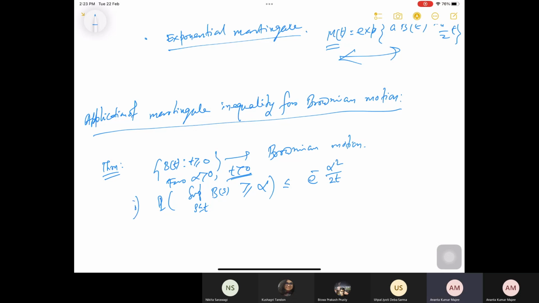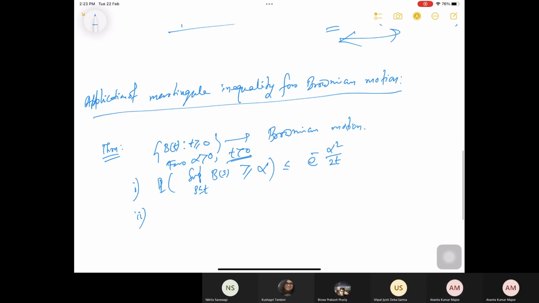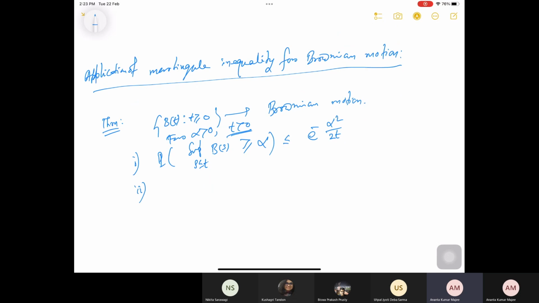Okay, this is the first one. And the second one is the probability of the supremum over s less than or equal to t of the modulus of B_s being greater than or equal to alpha. What can you say about that? This is less than or equal to, we can expect maybe, 2 times e to the power minus alpha squared by 2t.